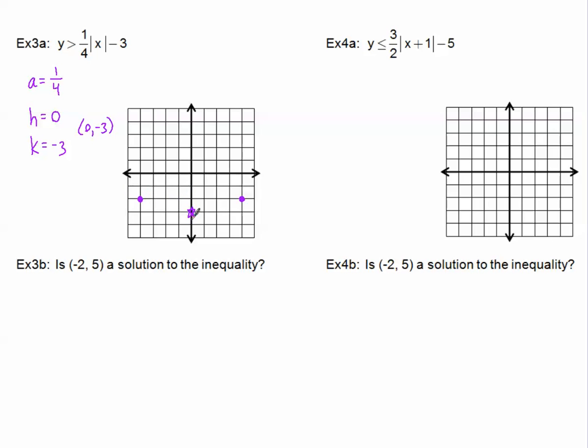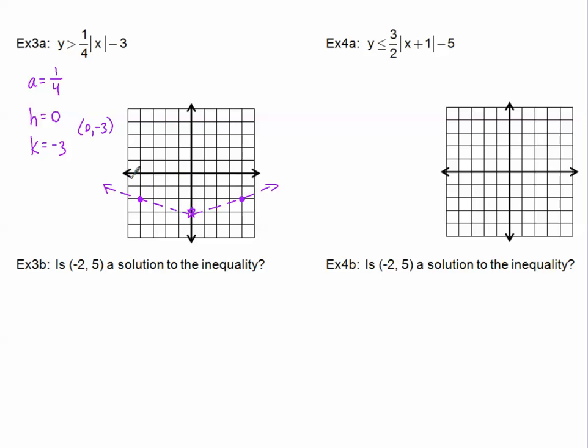So now the question is, what am I going to do with this? Am I going to do a dashed line or a solid line? Well, I go back to my symbol to tell me that. I don't see the equal to part, so that's going to be a dashed line. It is a straight dashed line, so maybe get out a ruler and make your notes really good. So there's a dashed line.